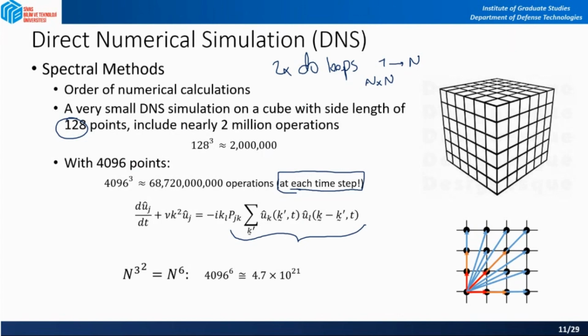So again, non-local means that in order to obtain one value of the wave number, you have to multiply by all the values of the wave numbers.